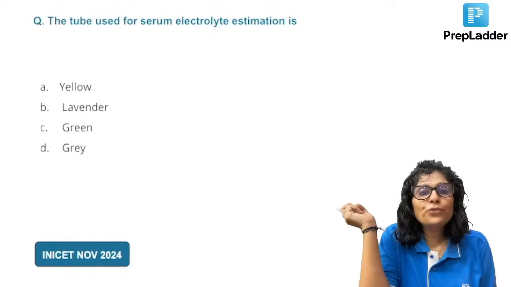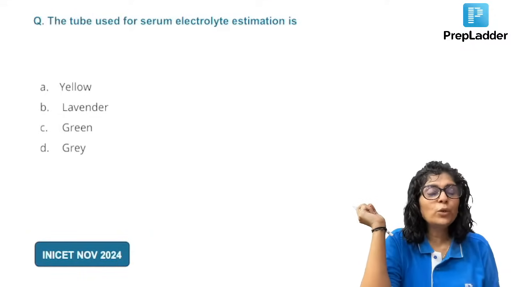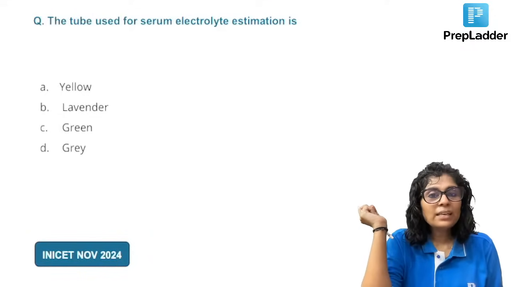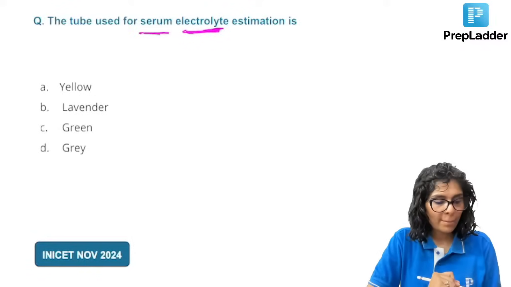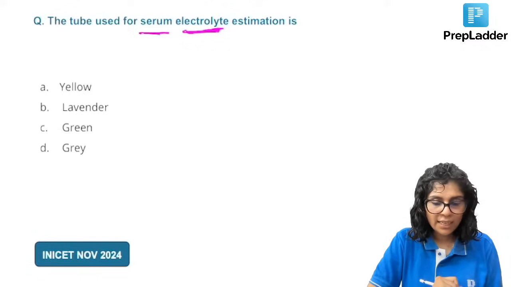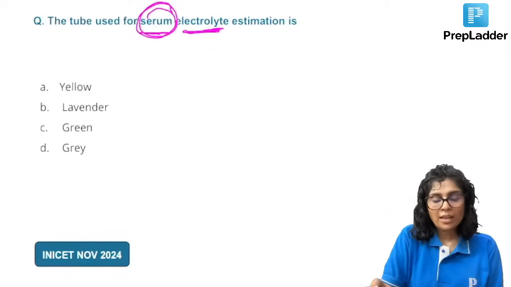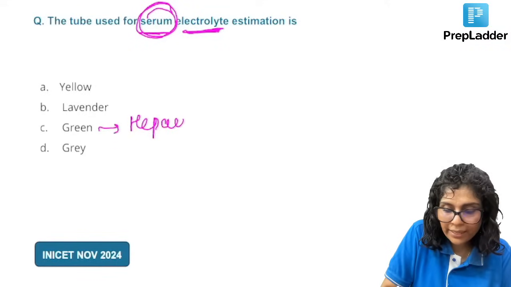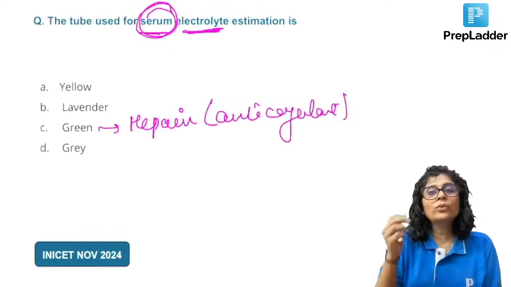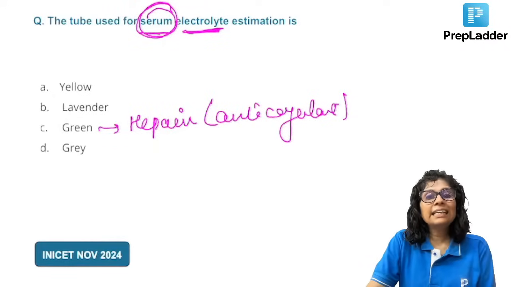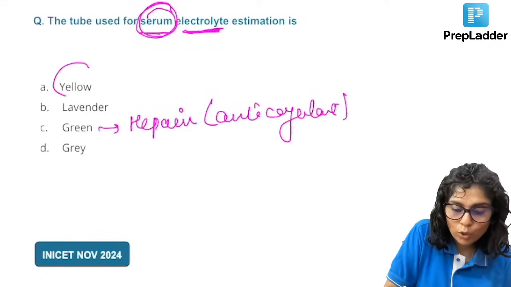The tube that is used for serum electrolyte estimation is, this is an INI-CET November 2024 MCQ. Can anybody answer this? Serum is one clue. Electrolyte is another clue. Yeah, many of you are answering green. I have already given you the answer multiple times. For serum, you cannot use green because green has heparin. Heparin is an anticoagulant. The moment you place an anticoagulant, it is plasma. Green has heparin, which is an anticoagulant. What separates above is plasma. So it's not green. It is yellow, right?